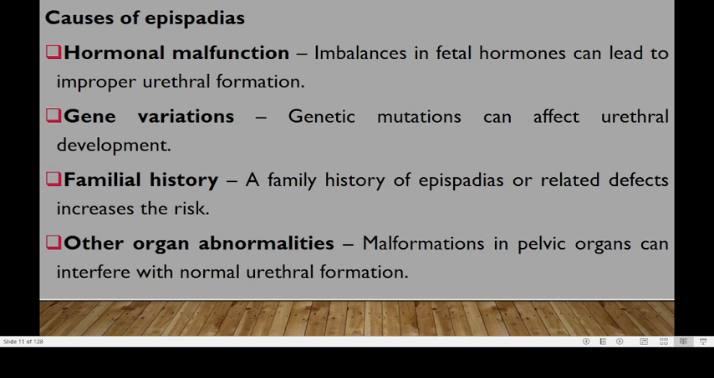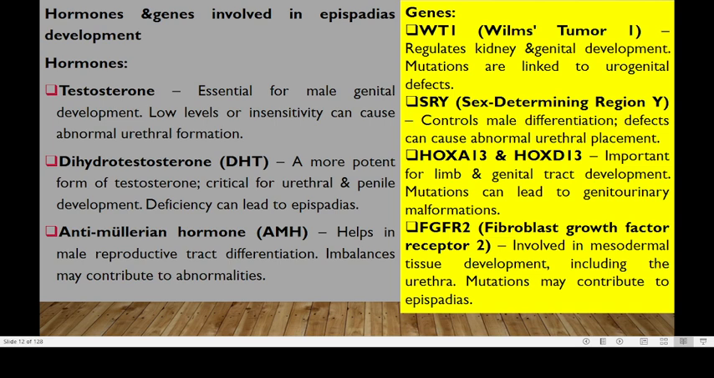So the common causes include imbalances in fetal hormones, which can lead to improper urethral formation. We also have genetic mutations, which can affect urethral development. A family history of epispadias or related factors increases the risk, and also malformations in the pelvic organs can interfere with normal urethral formation. We have a hormone we refer to as testosterone, and this testosterone is essential for male genital development. So when you have low levels or insensitivity, it can lead to abnormal urethral formation.